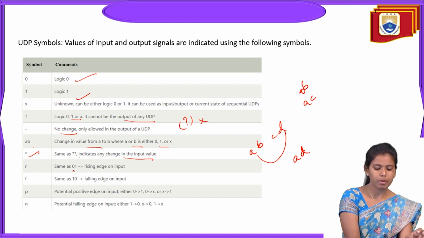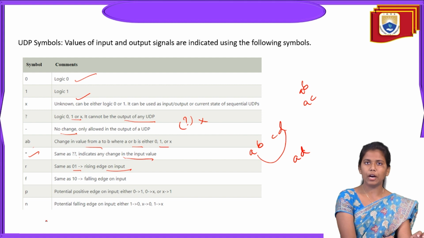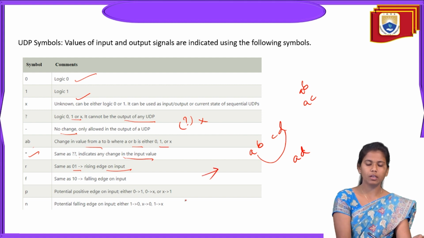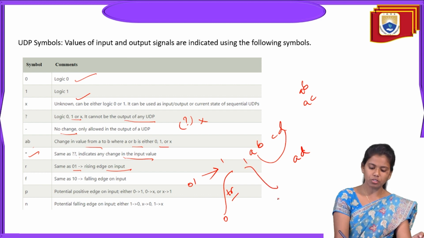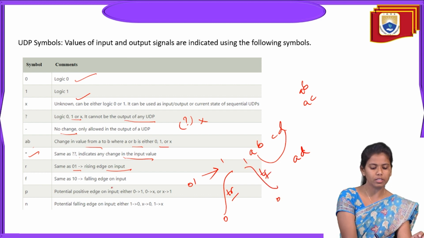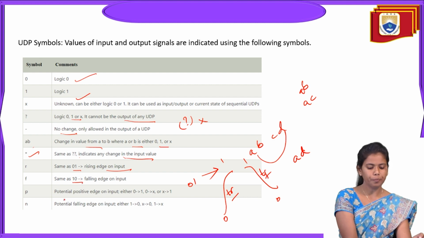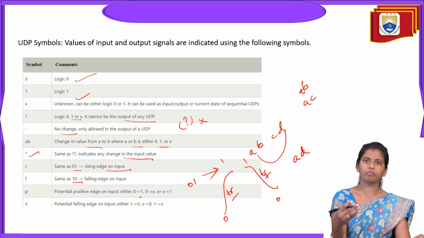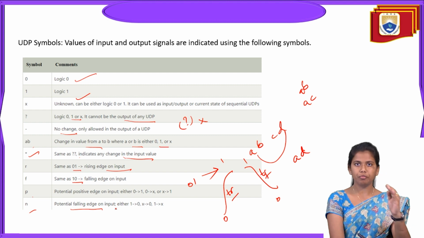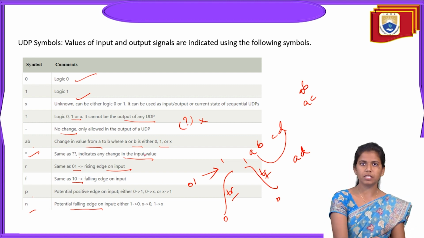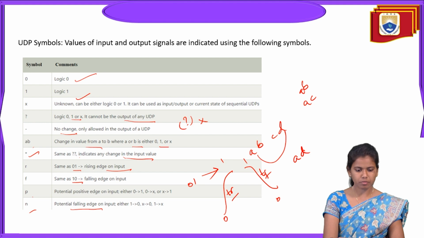And then R is the same as 01, the rising edge of the output. Rising edge means 0 to 1, right? So this is the rising edge, and the falling edge is from 1 to 0. We represent the falling edge with 10. Then P is the potential positive edge, either from 0 to 1, or 0 to X, and N is the potential falling edge. So these are a few symbols that we can see in user defined primitives.